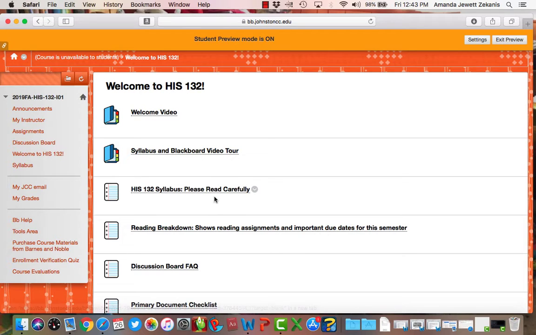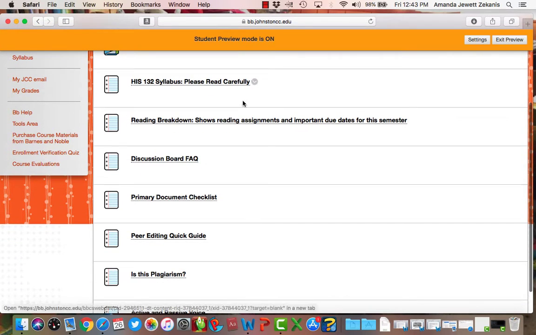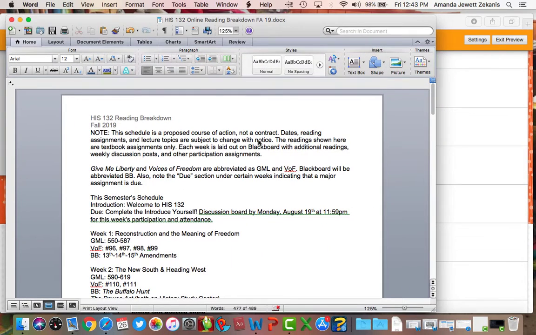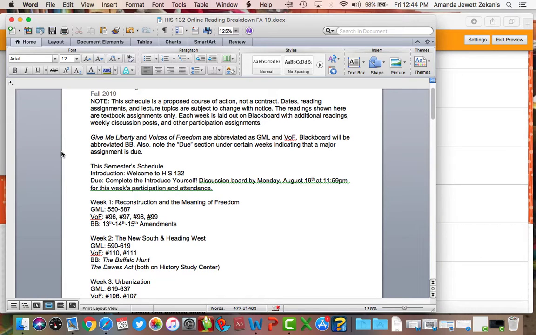Syllabus, the reading breakdown. We already went over the syllabus, so let's look at the reading breakdown. This is literally what it's called. It is a breakdown of all the readings that you'll do this semester. Give Me Liberty is abbreviated GML, Voices of Freedom is abbreviated VOF, and things that you will read on Blackboard, the abbreviation for that is BB.